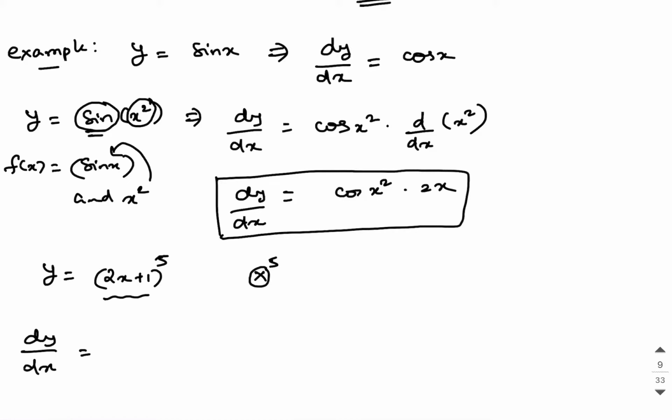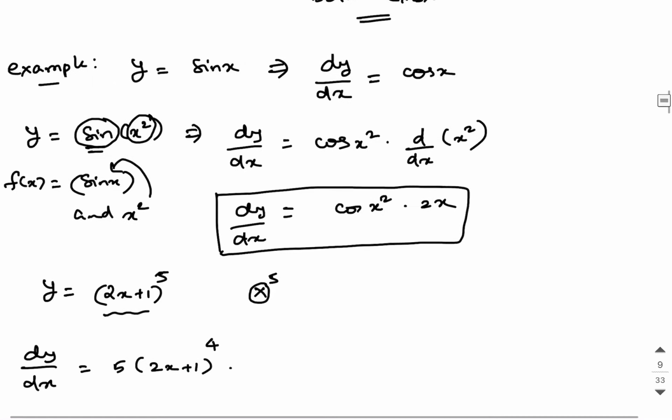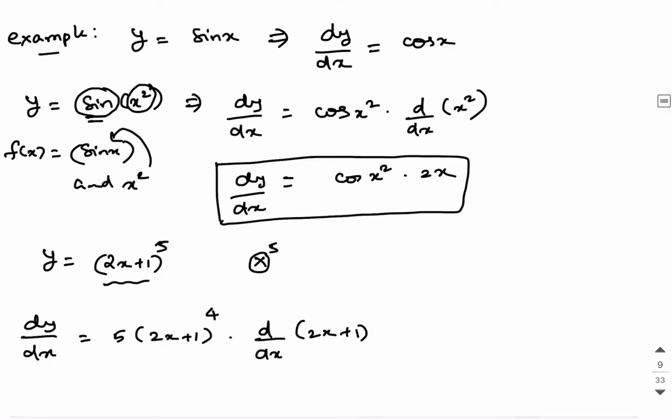Now how to differentiate this: dy by dx is equal to, so this 2x plus 1, when you are considering it as capital X, what is the derivative of x power n? The derivative of x power n is n into x power n minus 1. So what we have done here is we did dv by du, into the derivative of the one which is treated as u, that is 2x plus 1, derivative of u with respect to x. So the answer here will be 5 into 2x plus 1 the whole power 4 into the derivative of 2x plus 1, which is 2. So the answer is 10 into 2x plus 1 the whole power 4. This is how we need to apply the chain rule.